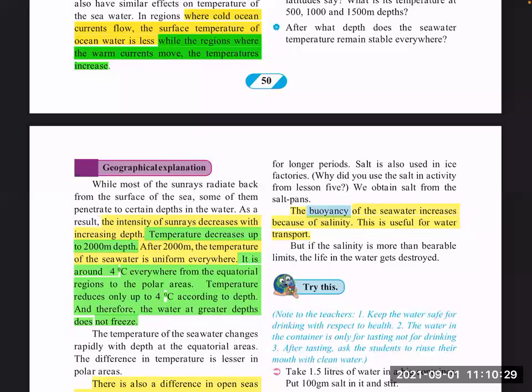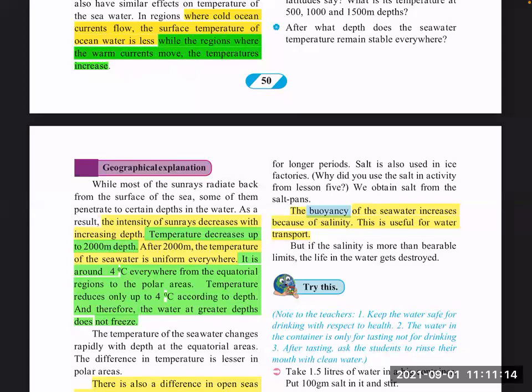One thing: very big ships float only on seawater, not in freshwater bodies. How is that possible? Seawater has saltiness, which is one of the properties of seawater, and it is useful for water transport. Once the water is more salty, its density is also more, so it helps the ships to float. But if the salinity is too high, the variable limits are exceeded and life in the water gets destroyed.